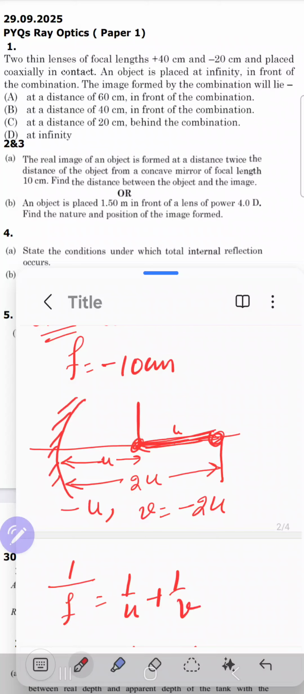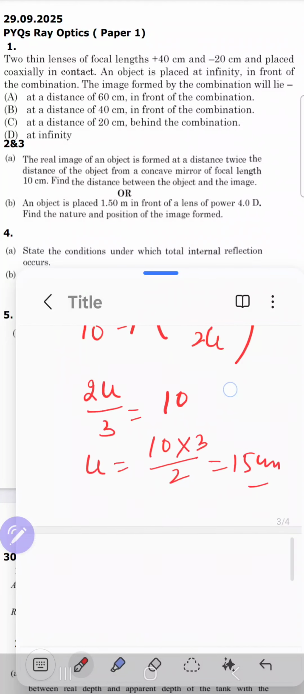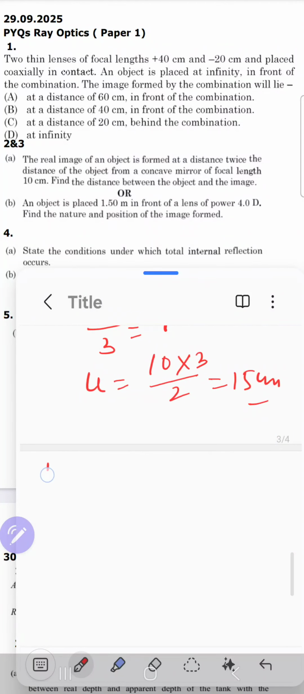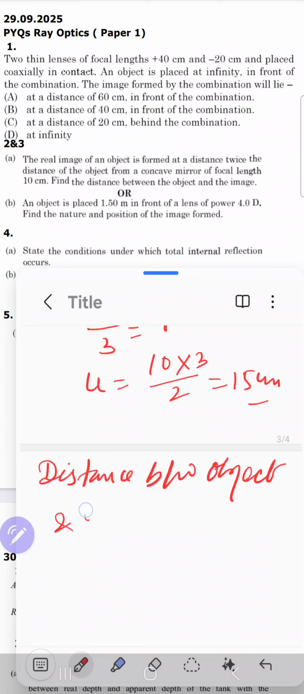And if you want to find out the distance of the object, this would be 15, and the image is at a distance of 30 centimeter from the mirror because it is at twice the distance of the object. So the distance between object and image is 15 centimeter. So this was question number 2.